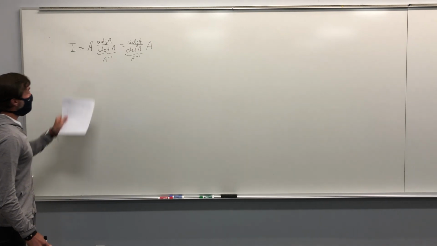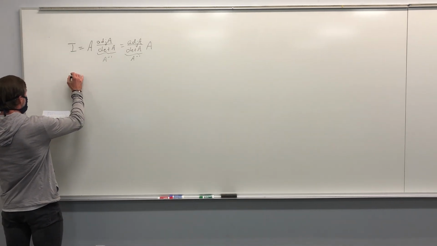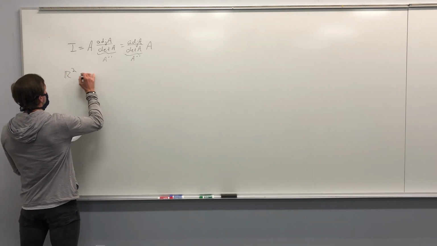So just to show you how this pans out, I'm going to do a really simple example. Consider a rotation in R2. And we know what the matrix looks like.